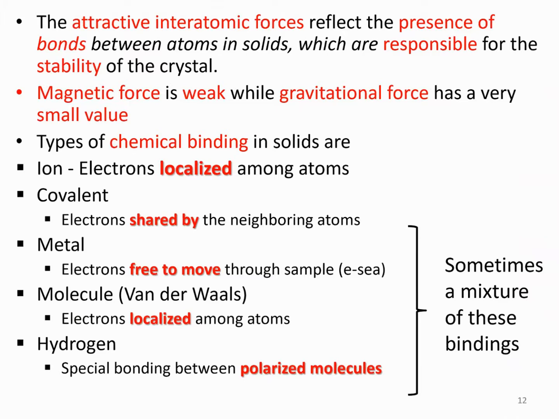The fourth type, sometimes we call it van der Waals, and sometimes we call it molecular binding. The electrons are localized among atoms. And the last type is the hydrogen binding. Hydrogen is a special bonding between polarized molecules. And sometimes you get a mixture of these bindings.